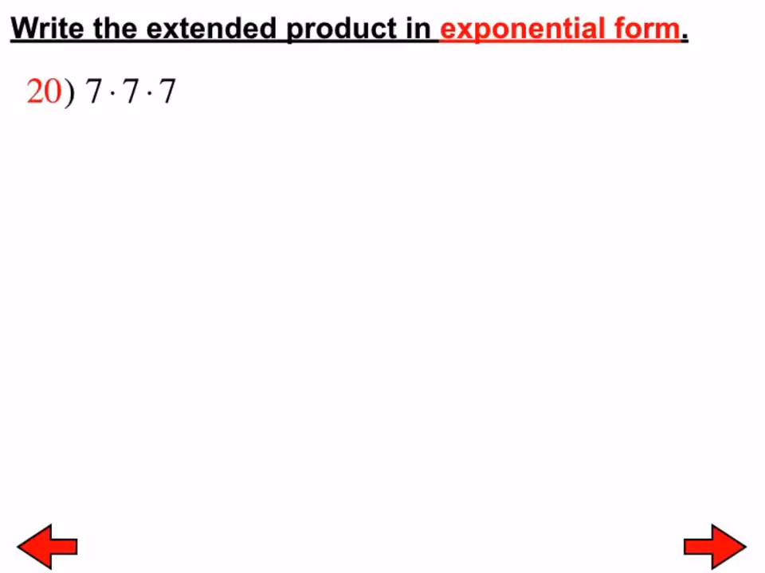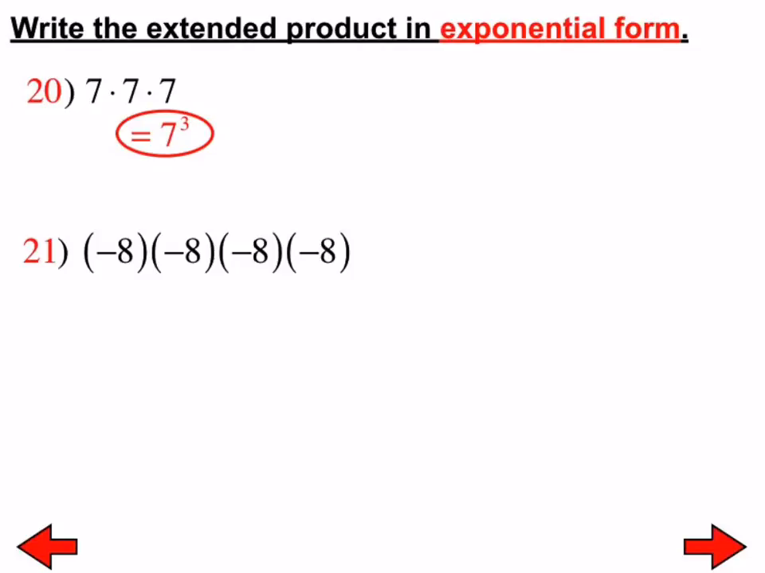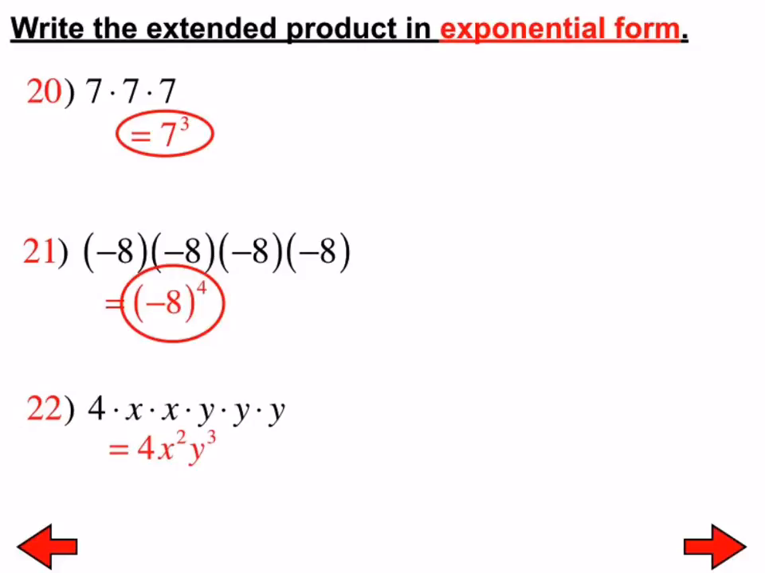Okay, 7 times 7 times 7, of course, is 7 to the third power in exponential form. Number 21, negative 8, 4 of them in parentheses results in exponential form as negative 8 in parentheses to the fourth power. 22, that results as 4x squared y cubed. Now I know some of you are writing the little multiplication dot in between. That's fine, but just recognize that that means the same thing. You don't really need that multiplication dot.